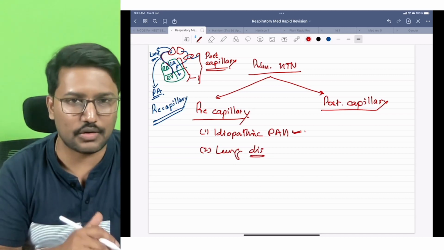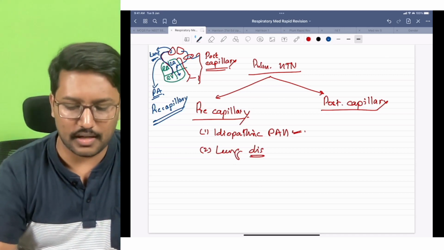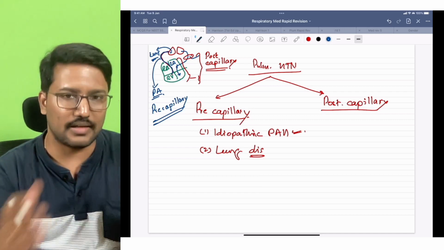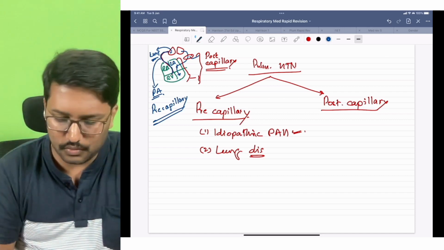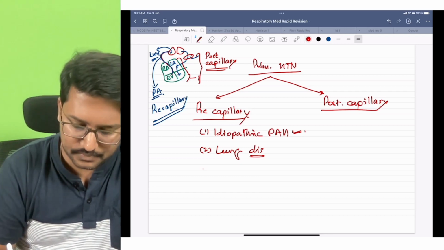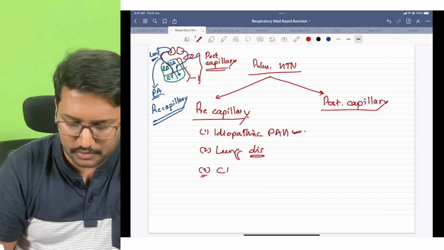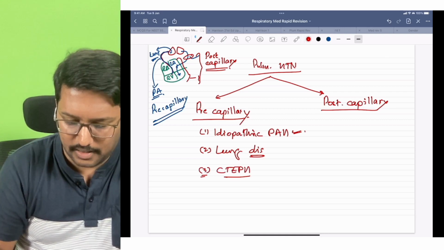Okay, now where do you place the chronic thromboembolic pulmonary hypertension? Obviously, again pre-capillary, right? It is the pulmonary artery where embolic showers are loading the clots. So that is also your pre-capillary. Third one is your chronic thromboembolic pulmonary hypertension.